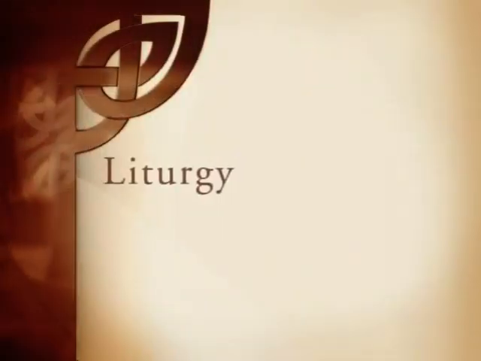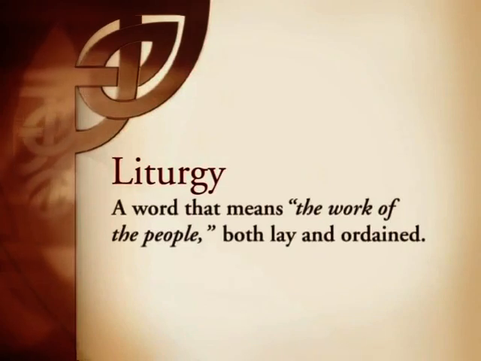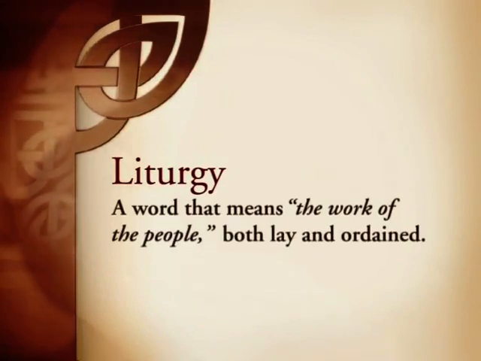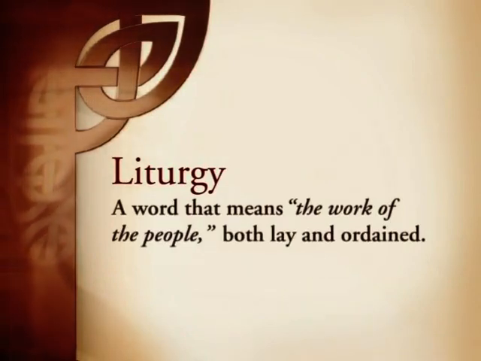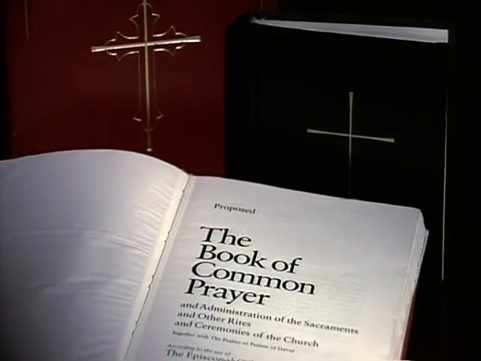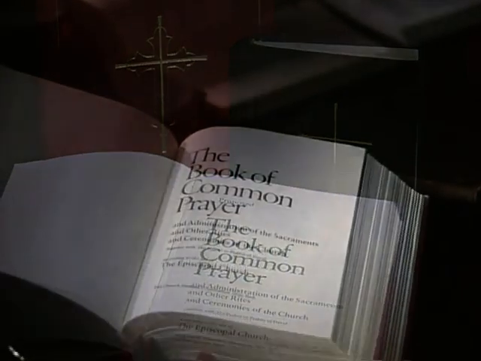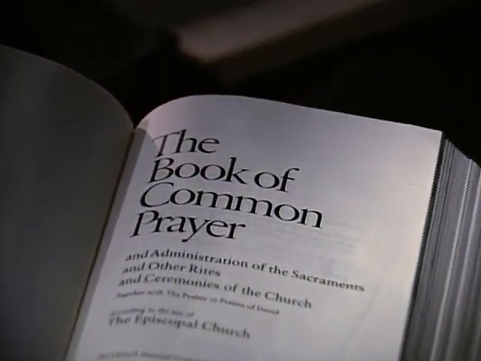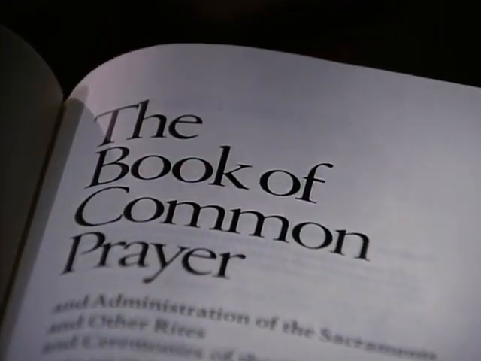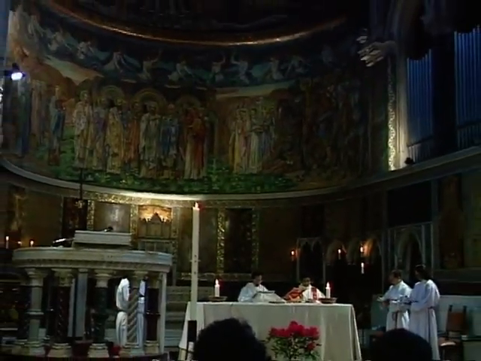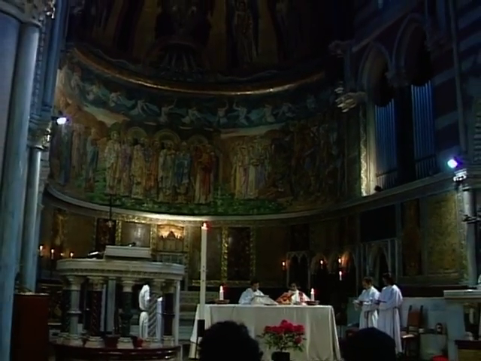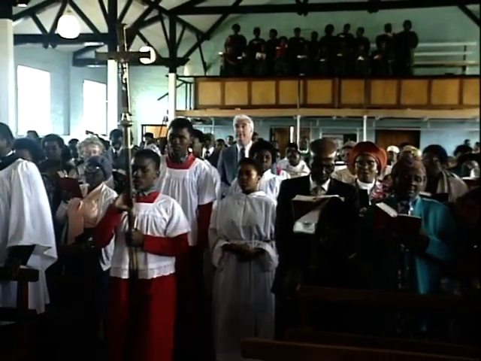We often refer to our worship as liturgy, a word that means the work of the people, both lay and ordained. The guide to our liturgy is contained in the Book of Common Prayer. The Book of Common Prayer is used throughout the Anglican Communion. Someone traveling to another country and attending an Anglican or Episcopal church would find the services very similar, with the exception of language. The Book of Common Prayer is the guide to our worship.